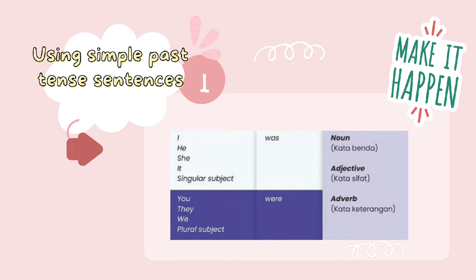Okay, in this slide on your screen, you can see that using simple past tense sentences is part of the language features of the recount text. Here, you can see the subjects I, he, she, it are singular subjects. Use was for noun kata benda, adjective kata sifat, and adverb kata keterangan. And for the subjects you, they, we, and plural subjects, you can use were for noun kata benda, adjective kata sifat, and adverb kata keterangan.